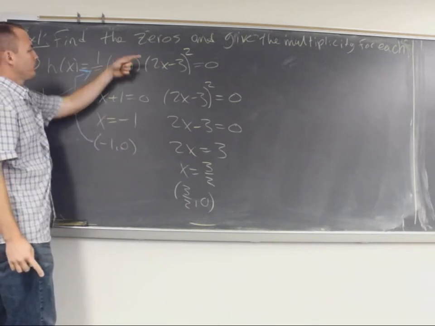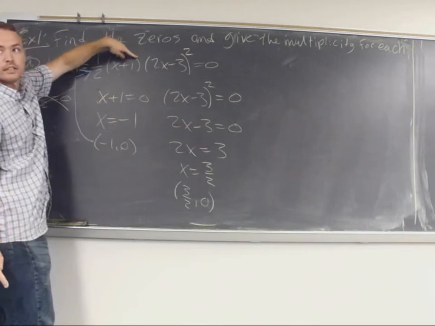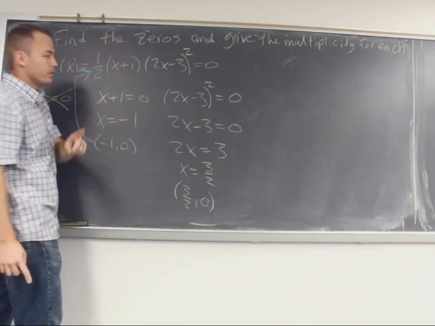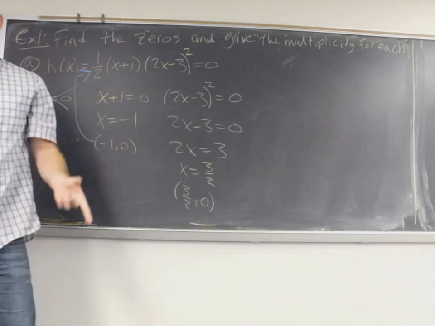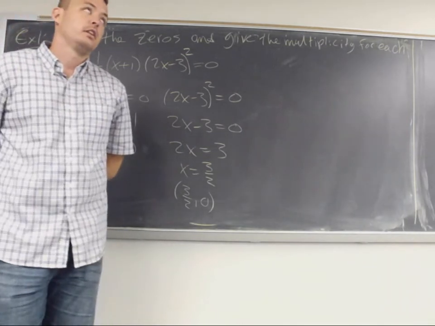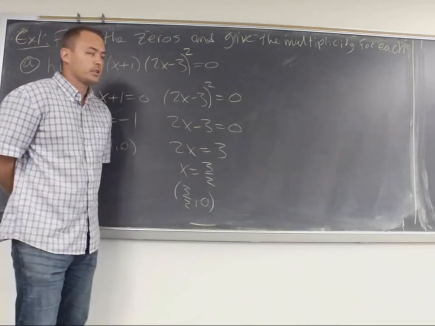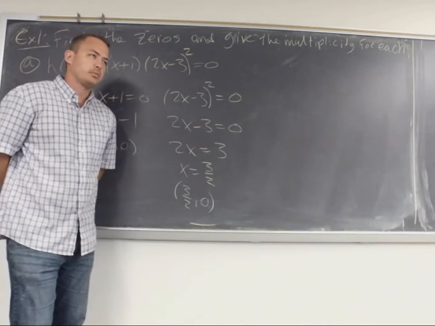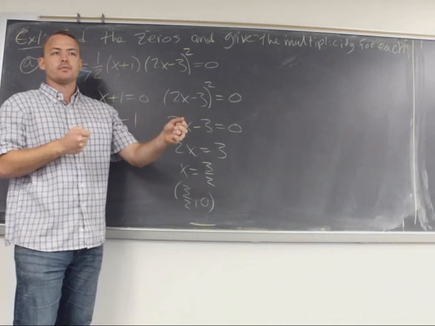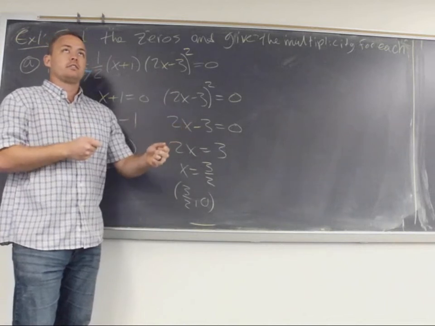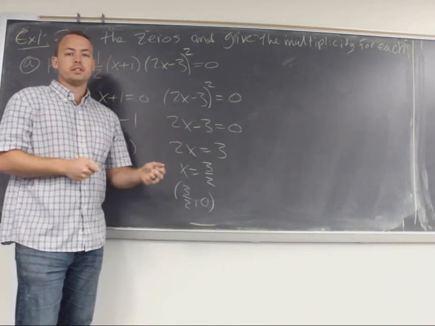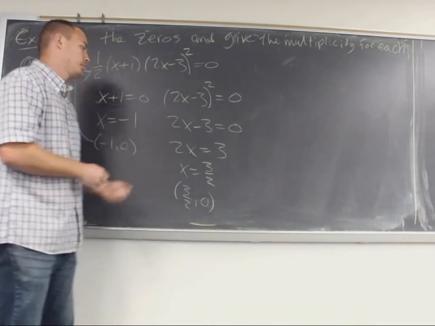And the exponent up here, it's not written, but it's implied a 1. Now, is 1 even or odd? 1 is odd, so that means it's odd multiplicity. Pretty simple. You look at the exponent right before you separated them, and if it's an even exponent, then it's an even multiplicity. If it's an odd exponent, it's odd multiplicity.